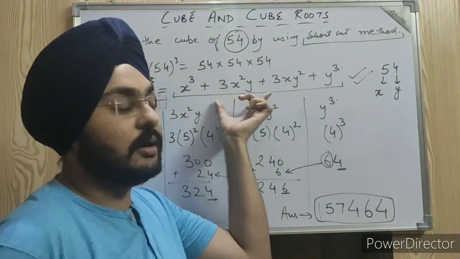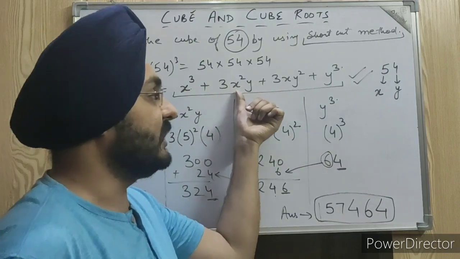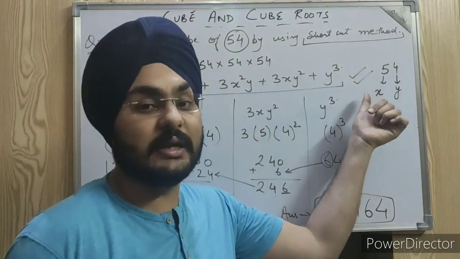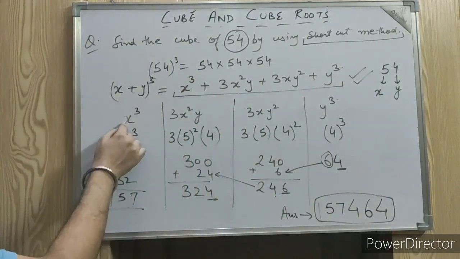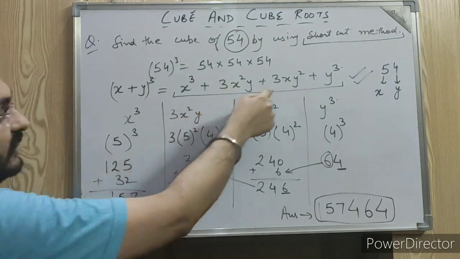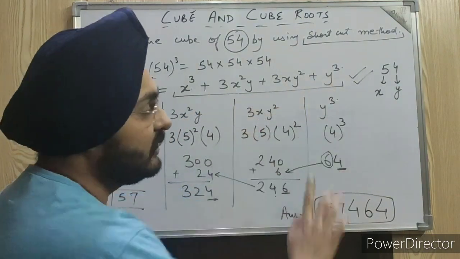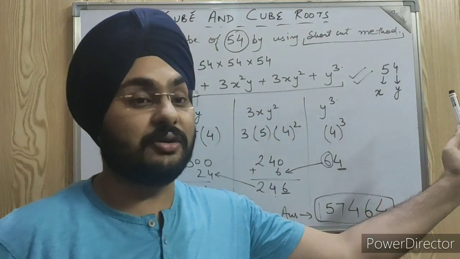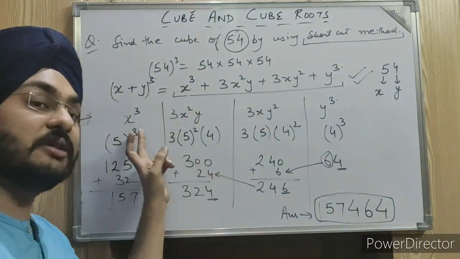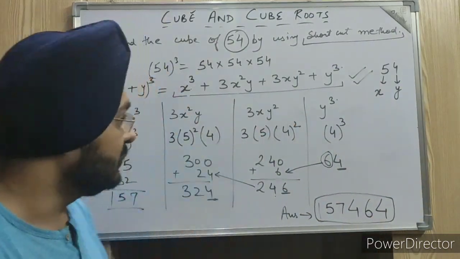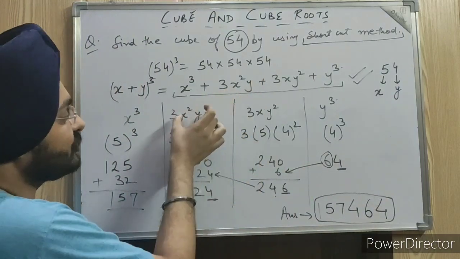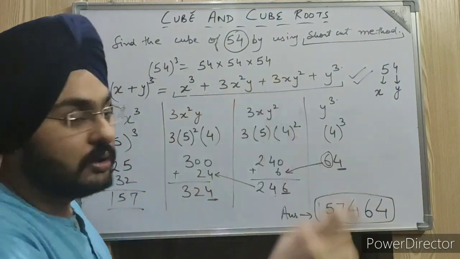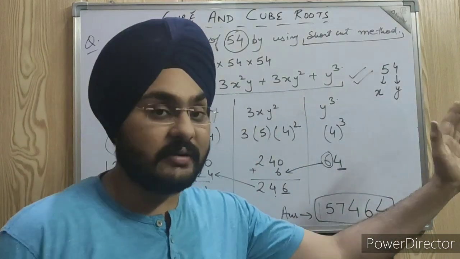I'm again explaining. Firstly, you have to remember this identity: x cube, 3x square y, 3xy square, and then y cube. You have to write in the same pattern only. I'm writing x cube first. Here you have to write x cube first only. If I'm writing 3x square y, you can't write 3xy. No. Just write in the same pattern always.